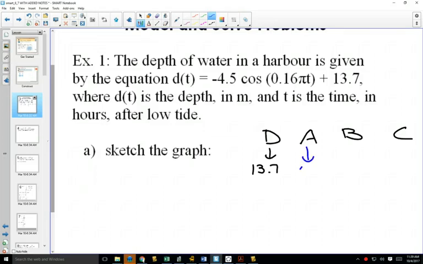Negative 4.5. I'm going to just write 4.5 for the amplitude, and we'll think about the negative later as far as whether it starts at a maximum, minimum, or in the middle going down. And then our B value is 0.16. What do we use our B value to figure out?